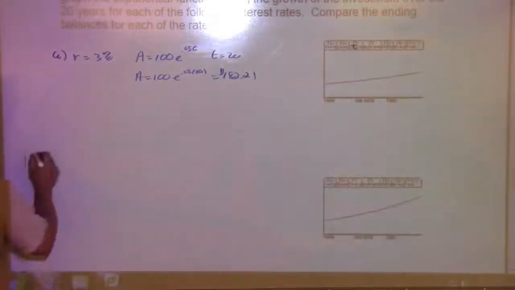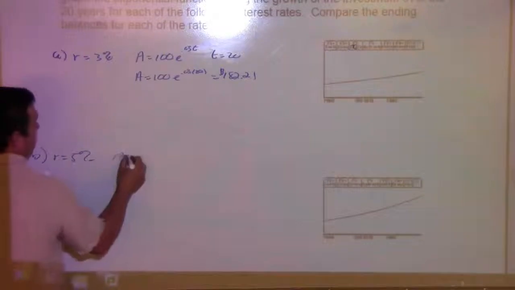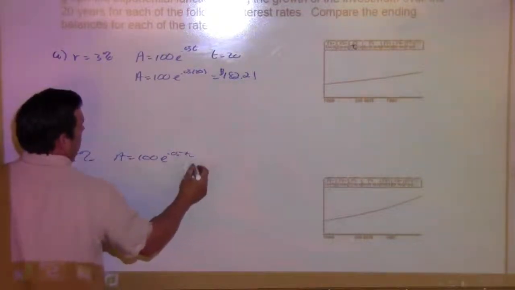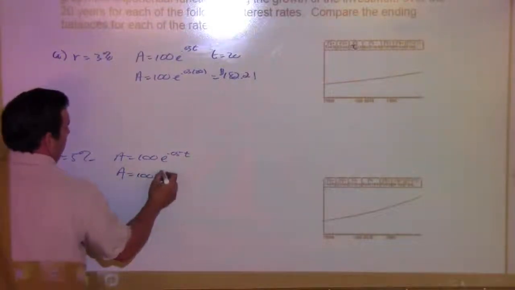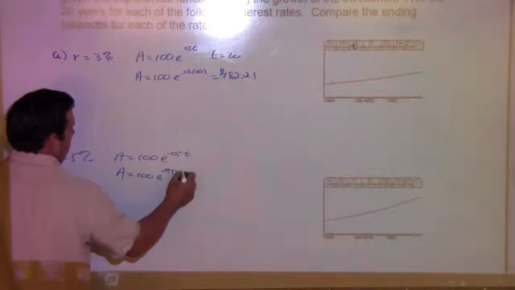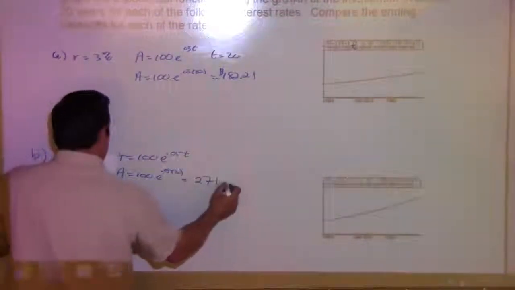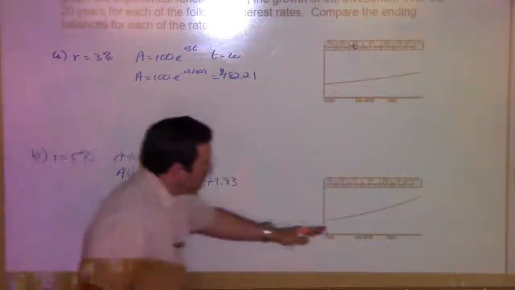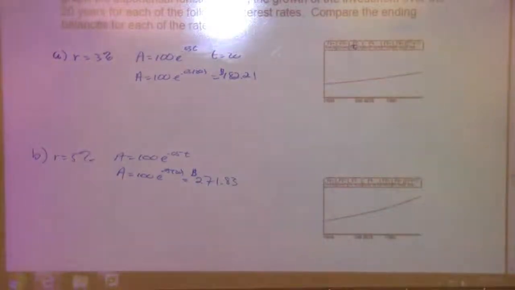In our second case, we're at 5%. So A would be 100 times e to the 0.05 t. A is 100 e to the 0.05 times 20. And that's going to give us $271.83. It's a steeper growth there. Let's go on to C.